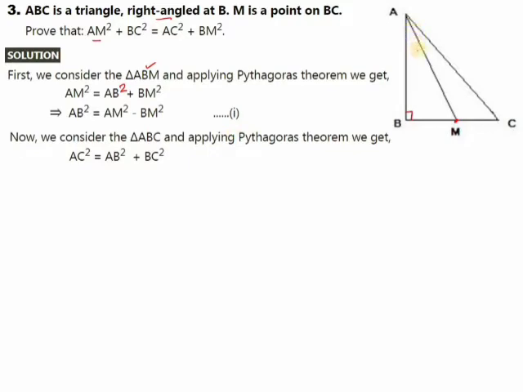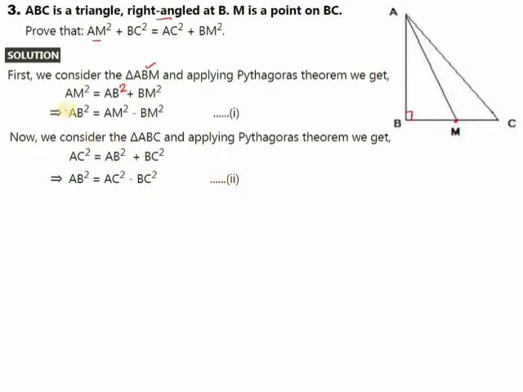As you can see, you remove this AM, so you have got triangle ABC. So in triangle ABC, your hypotenuse becomes AC. So that's why AC square is equal to AB square plus BC square. Now from here, if you calculate AB square, you get AC square minus BC square. So let me call this equation number 2.